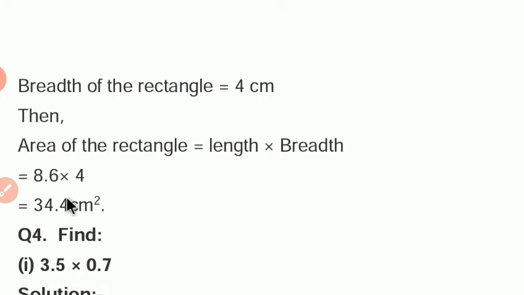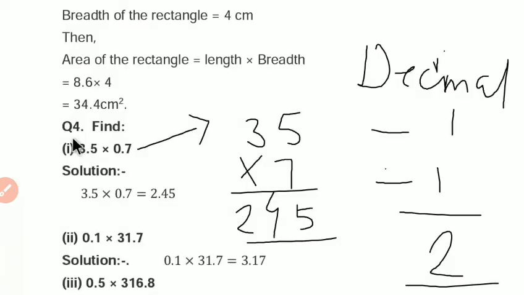We know that if it is given as a multiplication of a decimal and a whole number, so 86 into 4, 344. Here one digit is given after the decimal. In the answer also, from the right we have to put the decimal point after one digit. So the answer is 34.4 centimeter square.